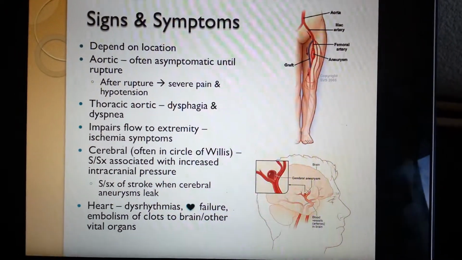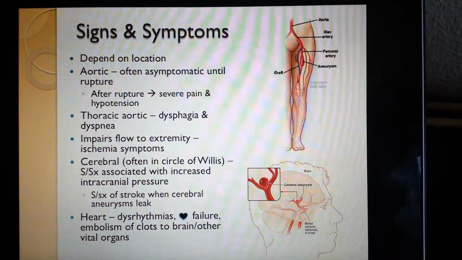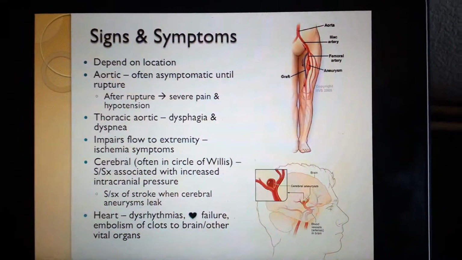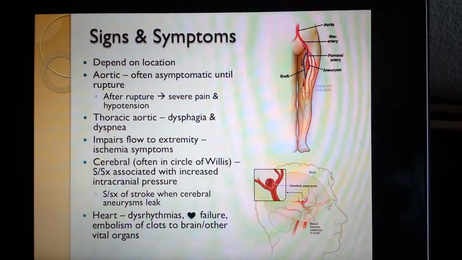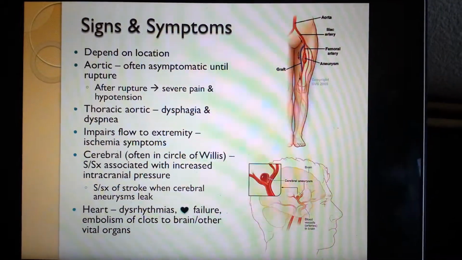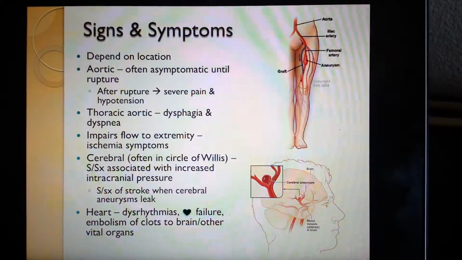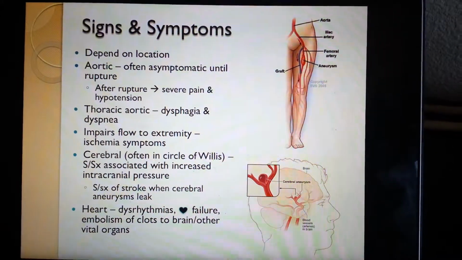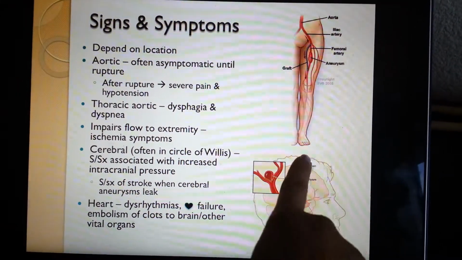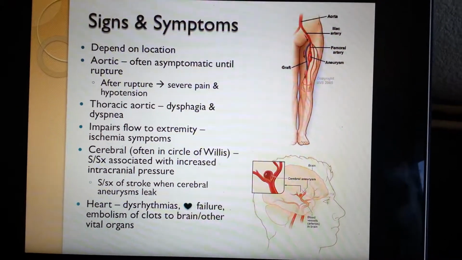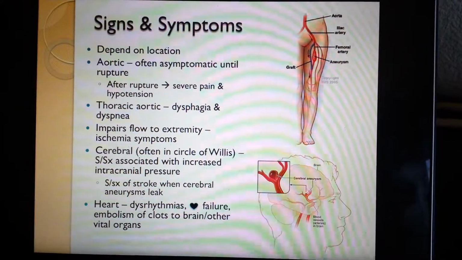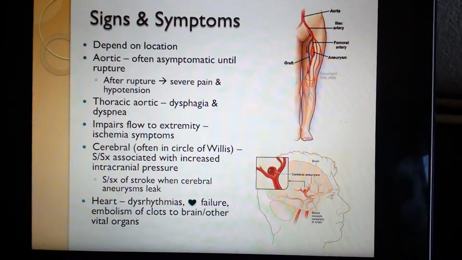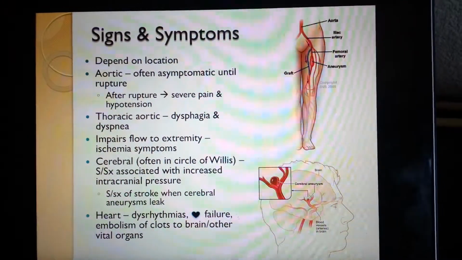Signs and symptoms do depend on the location of the aneurysm. An aortic aneurysm has no symptoms until it ruptures, but after it ruptures, you can experience severe pain and hypotension. With a thoracic aortic aneurysm, you would experience difficulty swallowing as well as difficulty breathing. If the aneurysm impairs the flow to the extremity, as you can see here, you will often experience symptoms of ischemia. And if it's cerebral, often in the circle of Willis, then the signs and symptoms are associated with increased intracranial pressure, and you can experience stroke symptoms when cerebral aneurysms leak. If the aneurysm is in the heart, you can find dysrhythmias, heart failure, and an embolism of the clots to the brain or other vital organs.